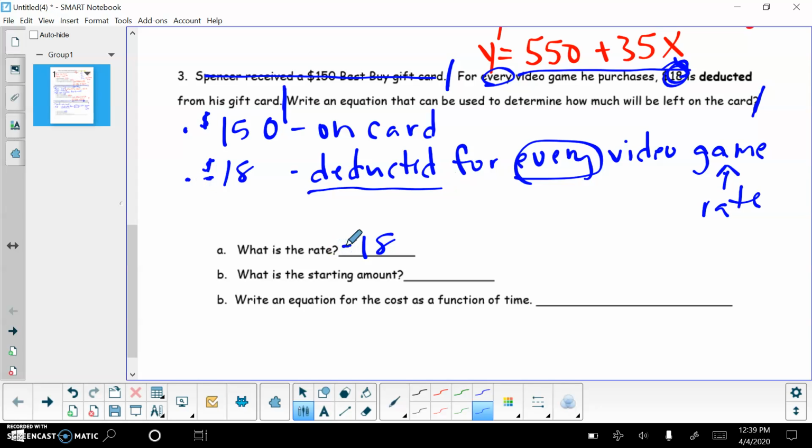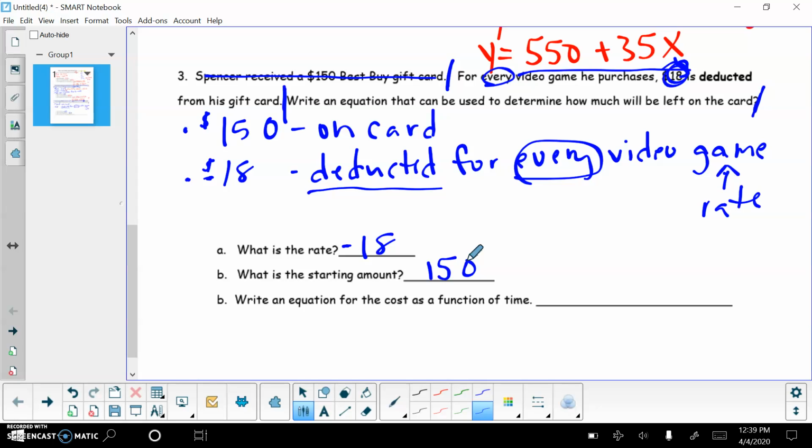Whereas the $150, that was something that you received. So that's money coming towards you. That's a positive. The $18 is going away from you because they're taking it off of your card, taking it away. So that's why it's a negative. So my starting amount is a positive 150, whereas my rate is a negative 18 to show the direction that the money is going.